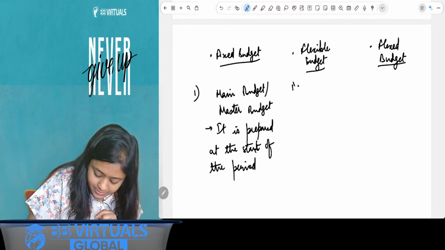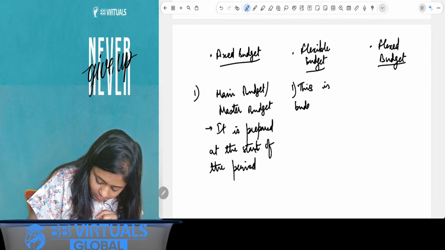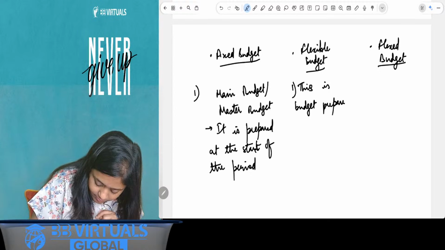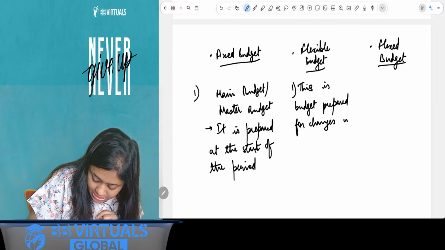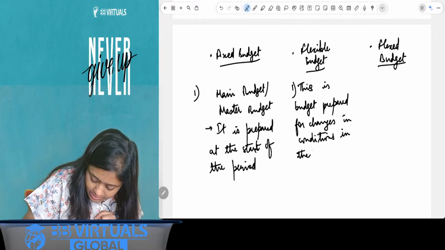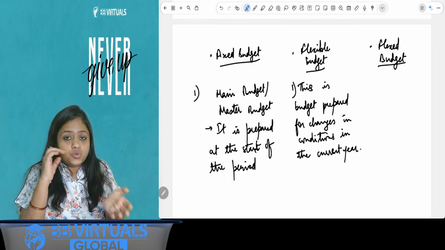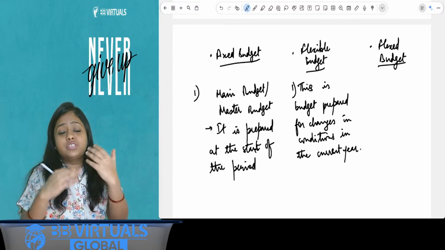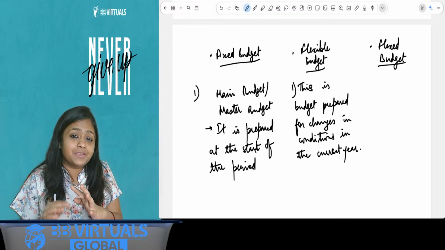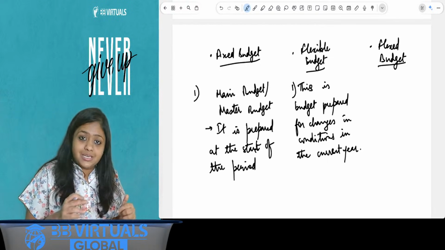Flexible budget is a budget prepared for changes in conditions in the current year. So after your period has started, but now you find changes in your conditions. Due to those changes in the conditions, you need revision in the budget. Therefore we call it a revised budget, that will keep on changing with the changes in conditions. Okay, so it is the changing budget. Fixed budget is a fixed budget.